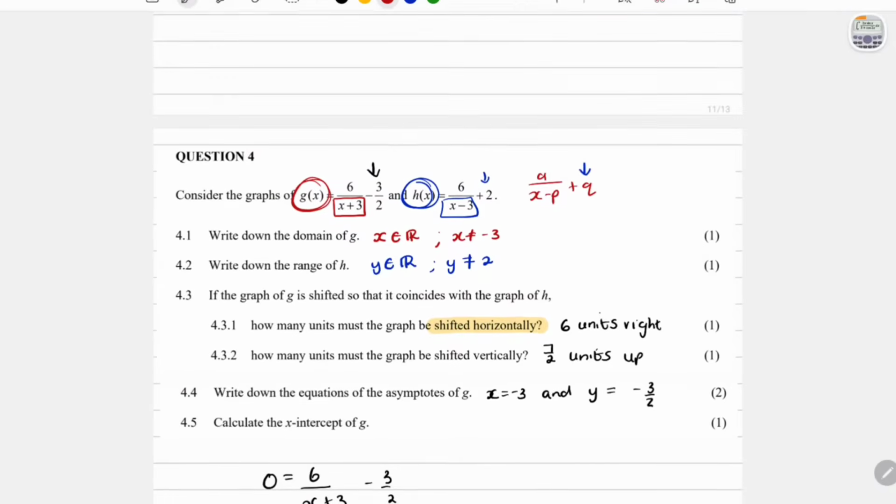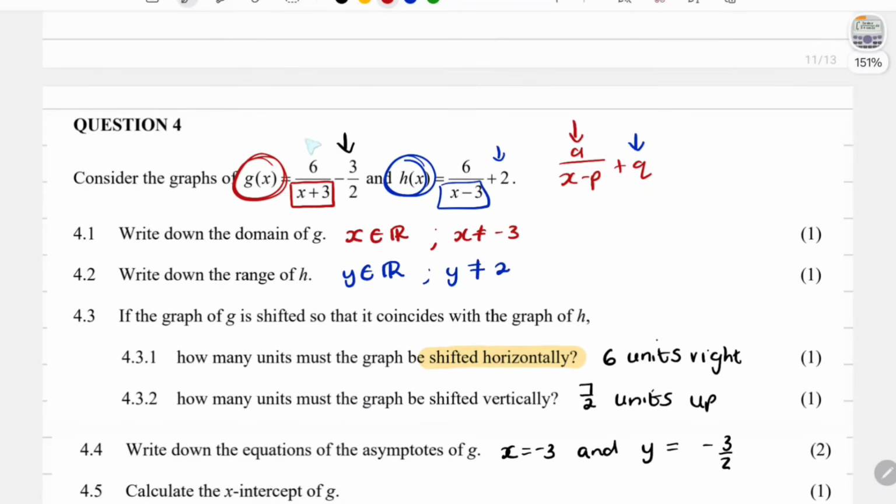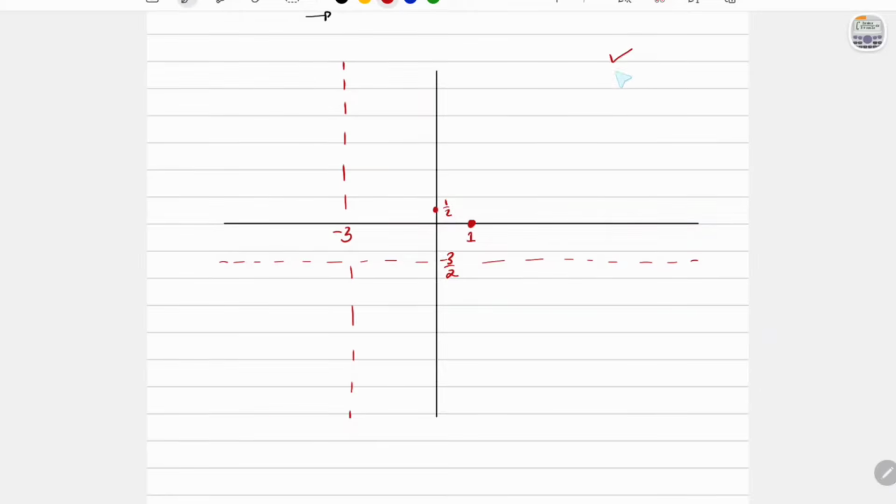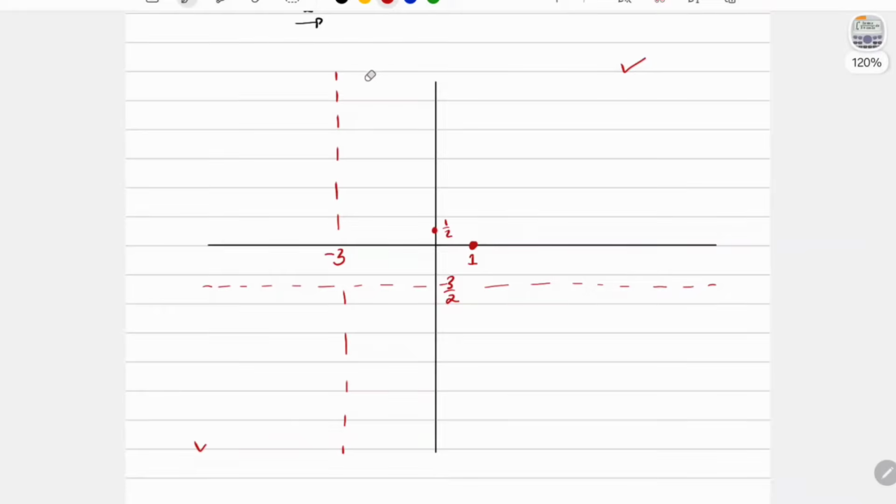Remember that for your graph of G, the value of a is 6, which is greater than 0. When your value of a is greater than 0, your graphs are going to lie in the first and the third quadrant. So now you're just going to join your graph. Your graph is going to go like this. It's going to pass the y-intercept, the x-intercept, and then just move closer and closer to the asymptote, but never touch it. So like that.